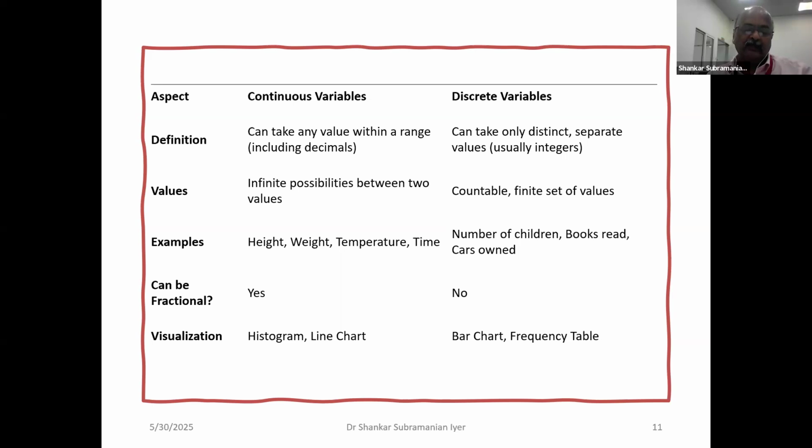A continuous variable can be fractional, like 50.5 centimeters or 70.6 kgs. Whereas a discrete variable has to be a whole integer, so there's no question of any fraction. Then, when you use visualization to get better insight, generally for continuous we use a histogram and a line chart, and for discrete we can use a bar chart and frequency tables.